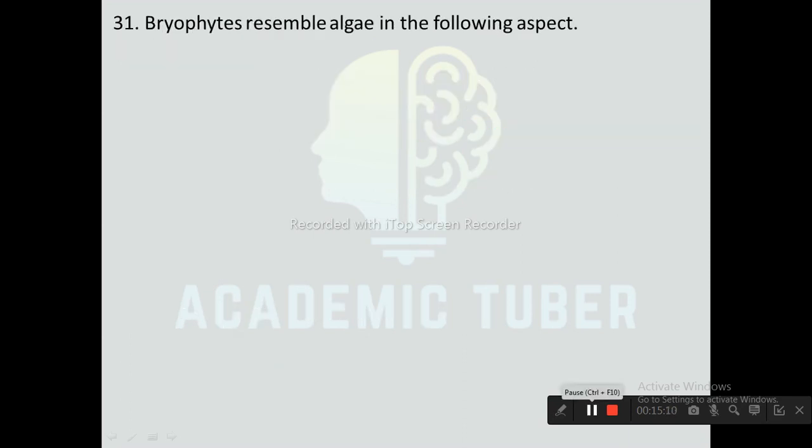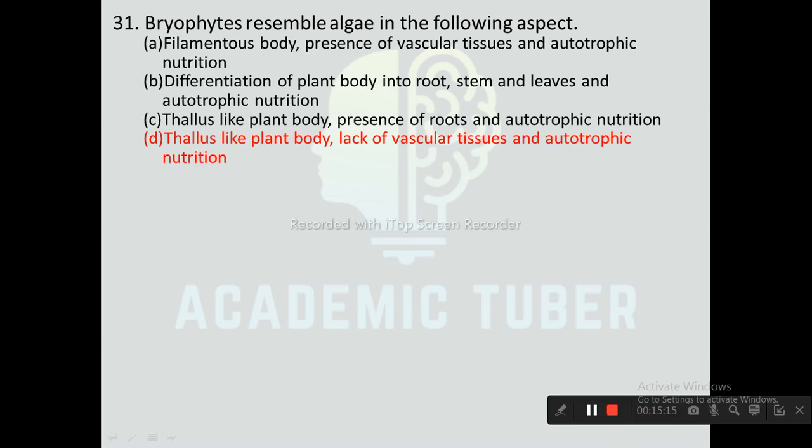Next one, bryophytes resemble algae in the following aspects, and the options are filamentous body, presence of vascular tissue and autotrophic nutrition. Second one, differentiation of plant body into root, stem and leaves and autotrophic nutrition. Third one, thallus-like plant body, presence of roots and autotrophic nutrition. And fourth one is thallus-like plant body, lack of vascular tissue and autotrophic nutrition. And the correct option is option D, which describes the similarity between the algae and the bryophytes.